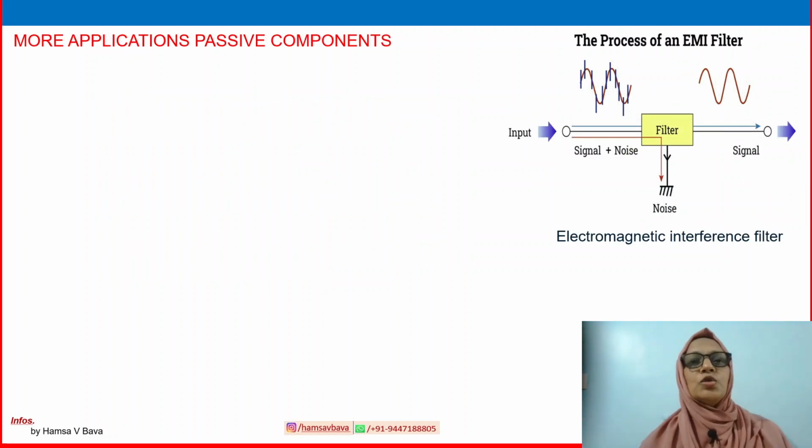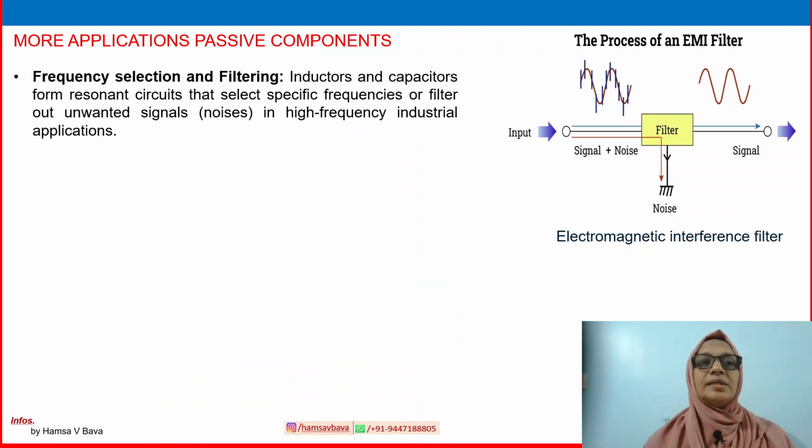Then more applications of passive components. As a filter, then frequency selection and filtering. Inductors and capacitors form resonance circuits that select specific frequencies or filter out unwanted signals, known as the noises, in high frequency industrial applications. So here is an electromagnetic interference filter. When the input is signal plus the noise, that is the unwanted signal, then this filter filters out the noise from our input signal and gives a faithful output signal, as shown in the figure.